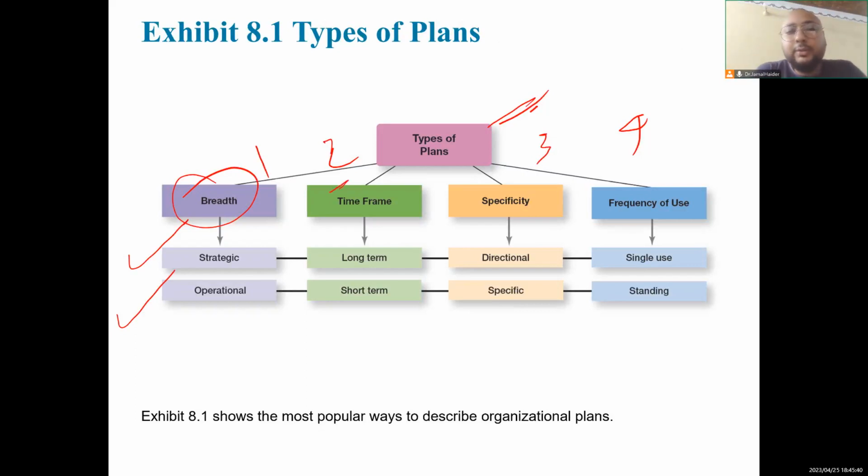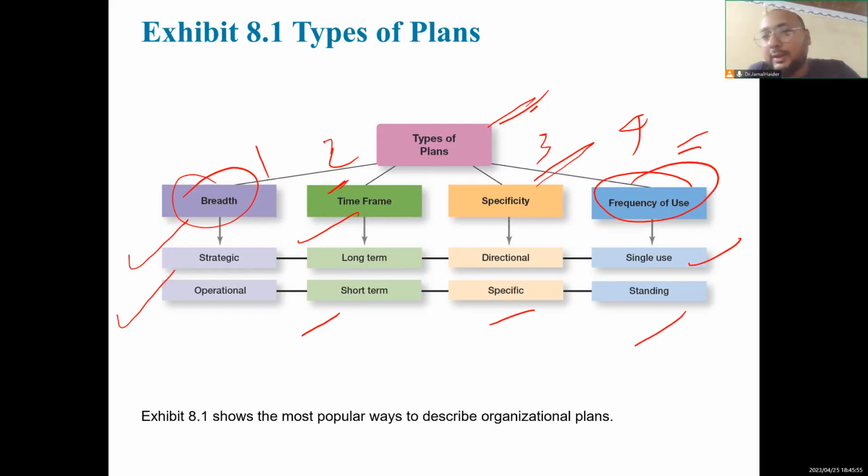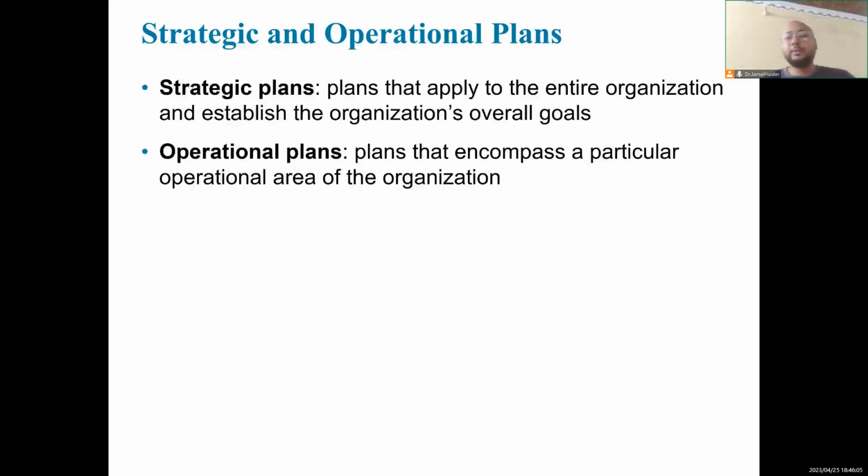Number two, based on time frames. These are long term and short term. Based on specificity, directional and specific. Based on frequency of use, single use and standing. So let's talk about types of plan based on each variation. So types of plan based on breadth.